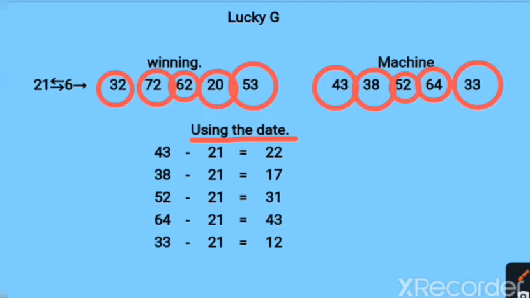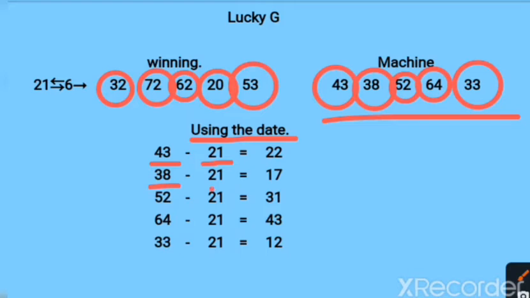When we consider the date, we will consider only the machine numbers. So we will be subtracting the date from all the machine numbers that were generated. The machine numbers that were generated are 43, 38, 52, 64, and 33. In other words, we will be subtracting 21 from all these numbers. So now, 43 minus 21 will give us 22.